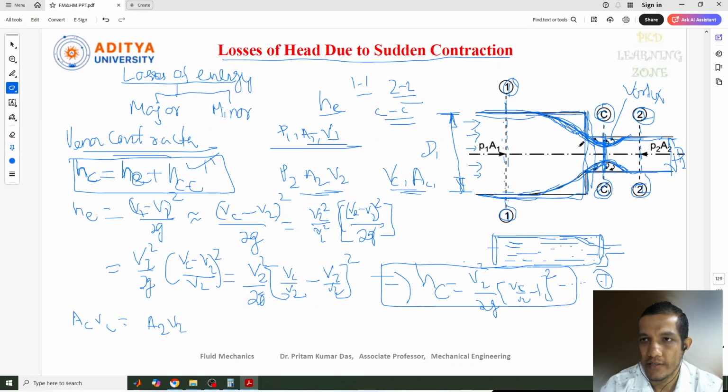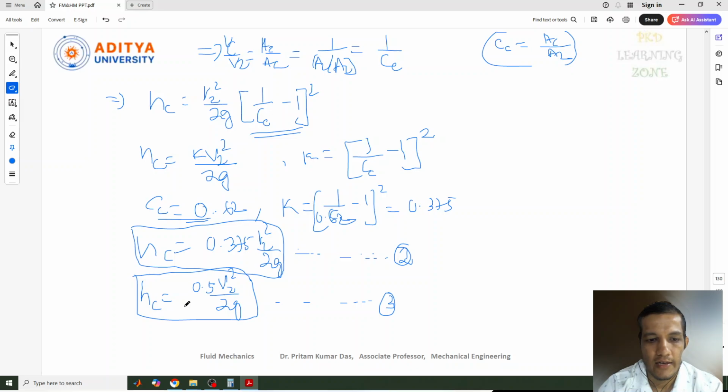I hope you understand this theory part. If you have any doubt, you can give a comment. But this concept is very, very simple. We need to consider the vena contracta zone, because that is the most crucial zone. Though we are considering the sudden contraction, we go back to the sudden expansion, and from there we take this equation, the equation of sudden enlargement or expansion. So finally we got this equation. These two equations you need to remember. Thank you all.